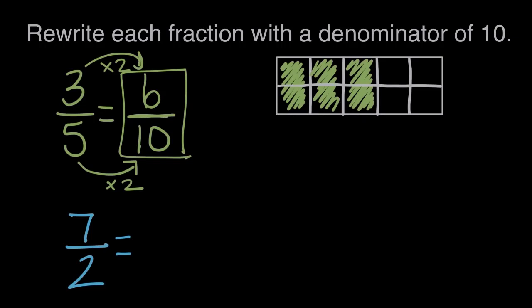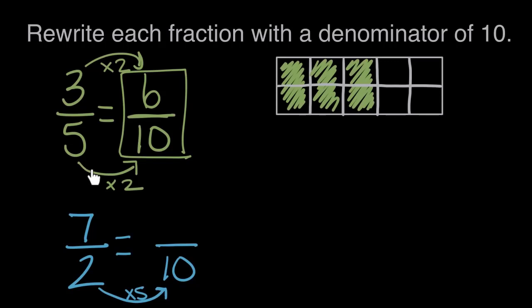And now for 7/2, we want a denominator of 10. So we could draw it out, or we could try to use this pattern we just noticed up here to figure out how to make halves turn into tenths. To get from fifths to tenths, we had to double, or multiply by 2. To get from halves to tenths, we'd have to multiply each of our pieces times 5. Each of our halves would be split into 5 pieces. So we'd multiply 2 times 5 to get tenths.